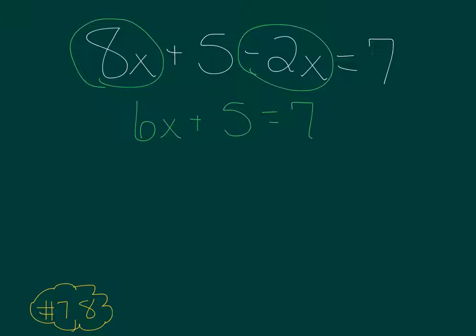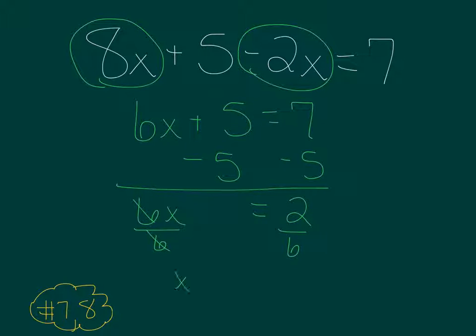This is plus 5, so I'm going to subtract 5. So I get 6x equals 2. Here's where it's going to look a little weird. This is 6 times x, so we're going to divide both sides by 6. 2/6 is not a whole number. 2/6 is a fraction. We're going to simplify it. 2 goes into 2 one time, 2 goes into 6 3 times, and we get a final answer of 1/3.